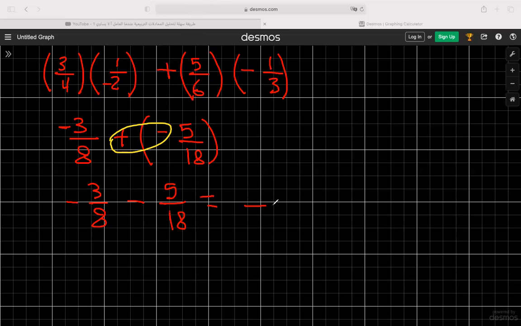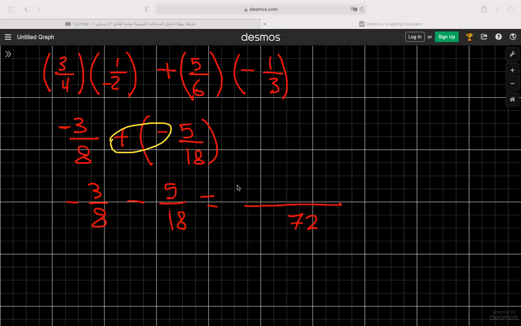Now, we gotta find the common denominator. The common denominator here will be... So we look at the big number, 18. 8 doesn't go into 18 evenly. The next multiple of 18 is 36, still 8 doesn't go into 36 evenly. So the next multiple of 18 after 36 is 54. 8 still doesn't go into it. But the next multiple after that is 72. And yes, 72 works because now we go 72 divided by 8, which gives us 9.